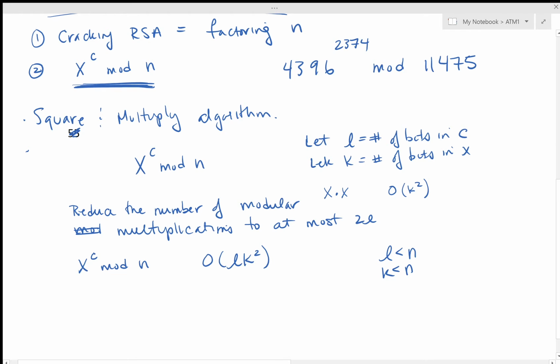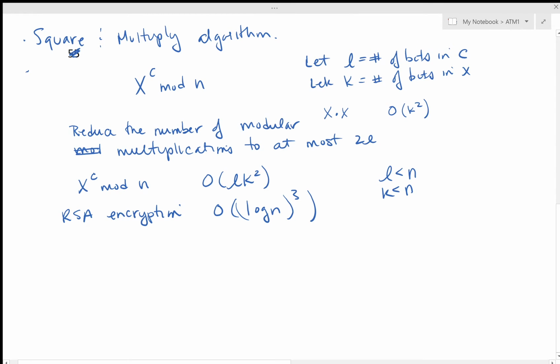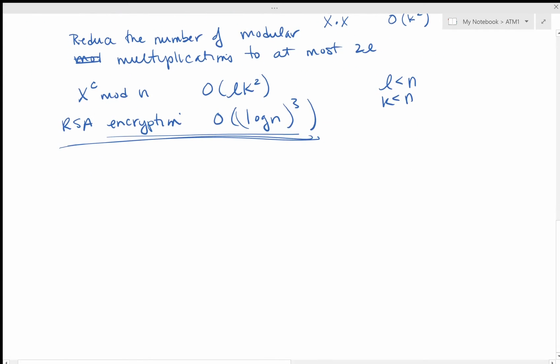So that means that the RSA encryption cost is of order log n cubed, because we calculate k as the log to the base 2 of x, and we calculate L as the log to the base 2 of c. We saw that in the previous lecture. So with this square and multiply algorithm that we're going to see, we have a computational cost for RSA encryption. Let's see how this algorithm works.